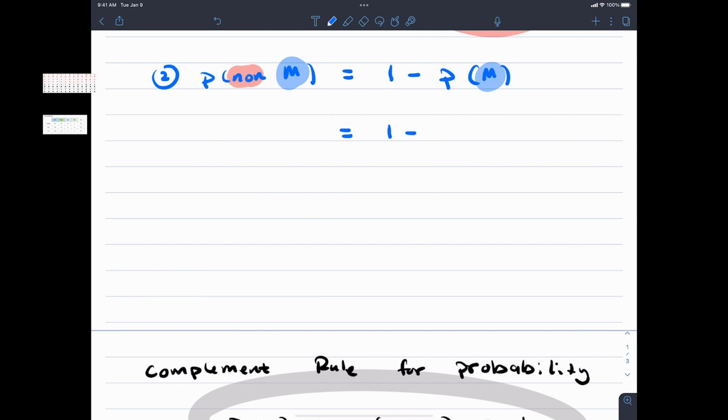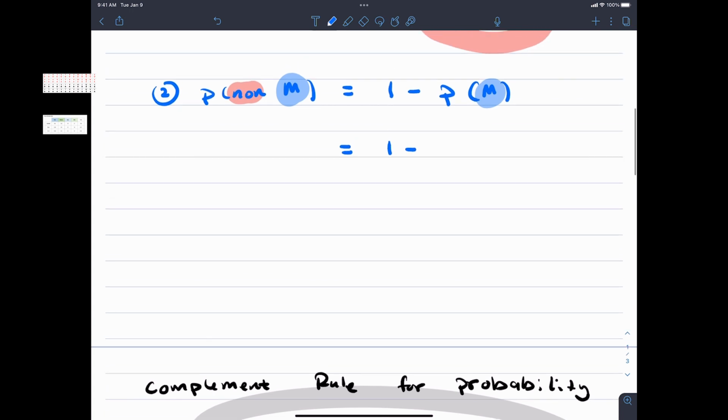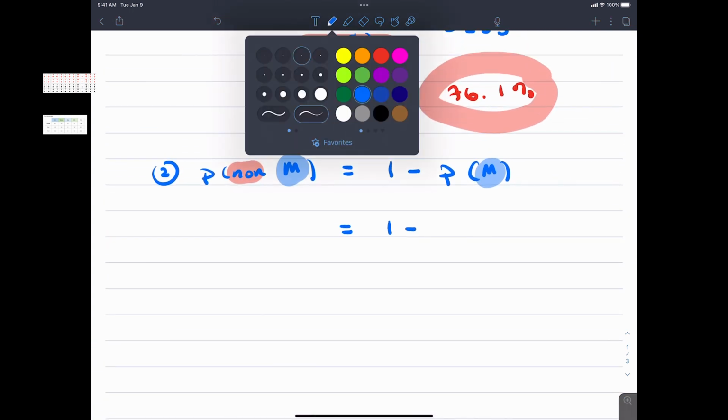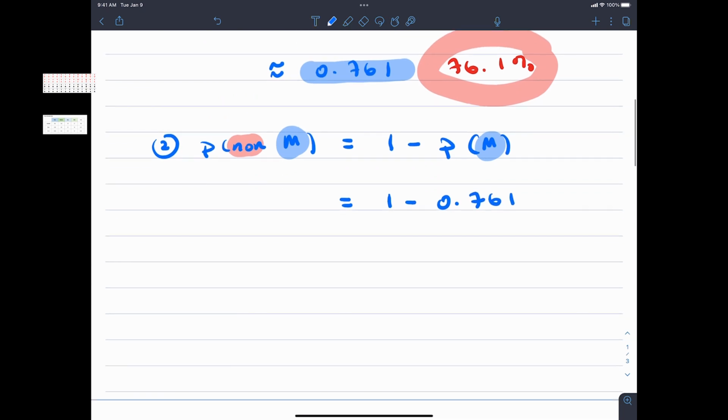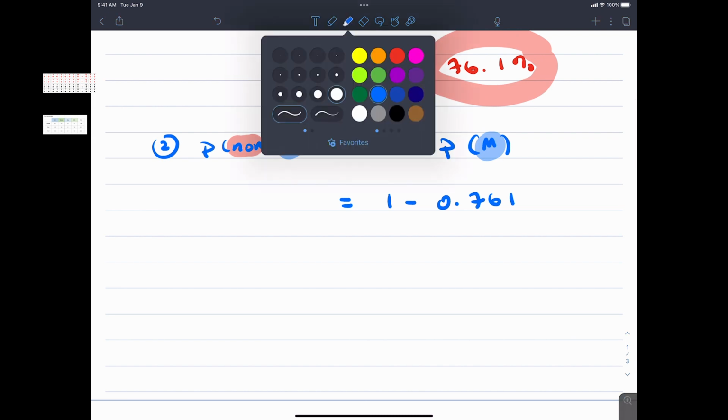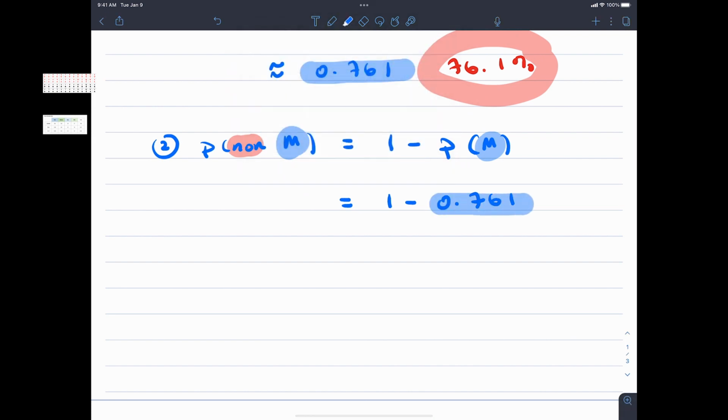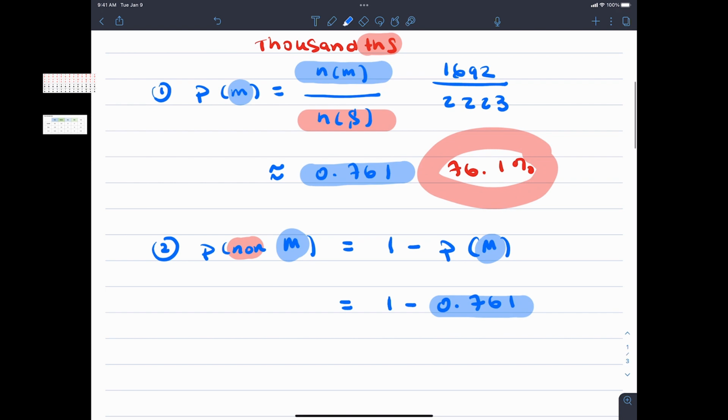So all I do is focus on the right-hand side now. What's the probability of selecting a man? You guys know this already. What is it? It's 1 minus 0.761. You found that in question number 1 here. That's the probability of selecting a man. This is gold, ladies and gentlemen. This is just pure gold.